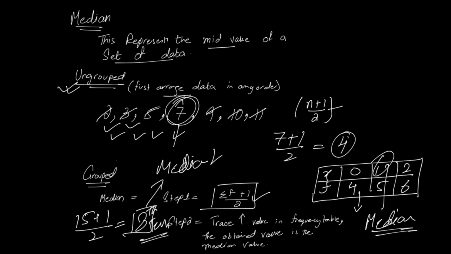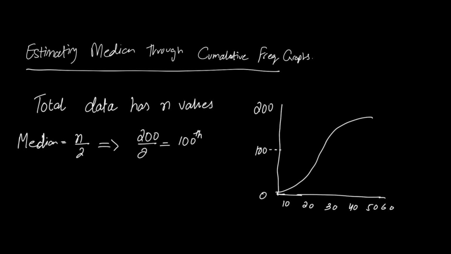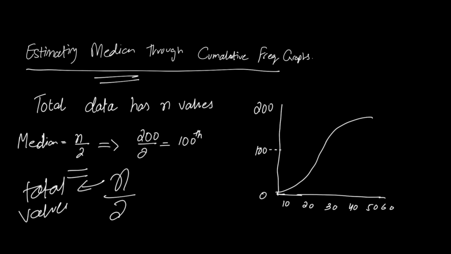Okay, now let's move forward. Now let's suppose that we've been given a cumulative frequency graph, or we've probably drawn one, and they tell us to find the median of it. So the median can be found simply through the formula n upon 2. So n is basically the total values we have. In this case we have a total of 200. So 200 upon 2 gives us the 100th value.